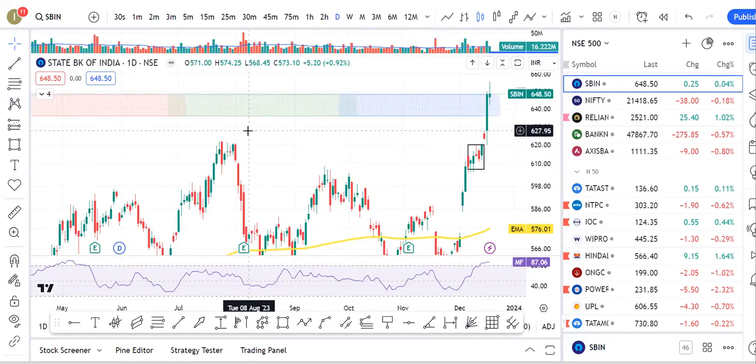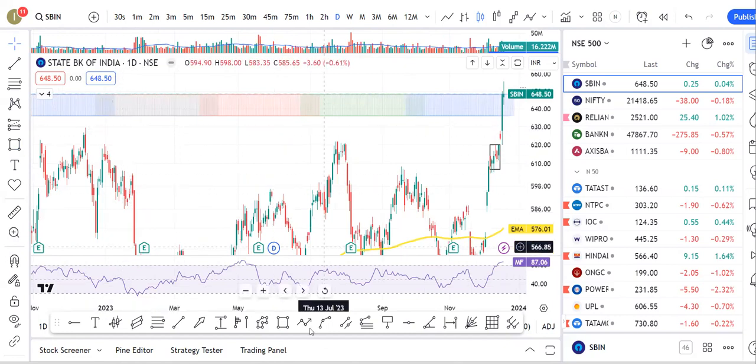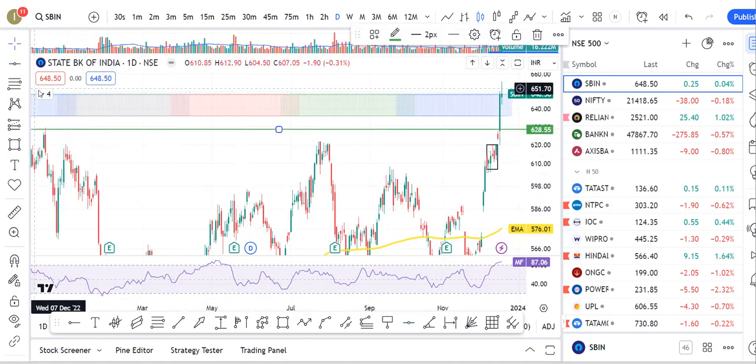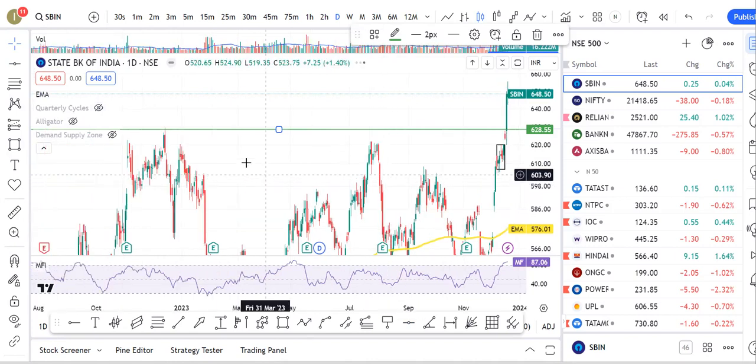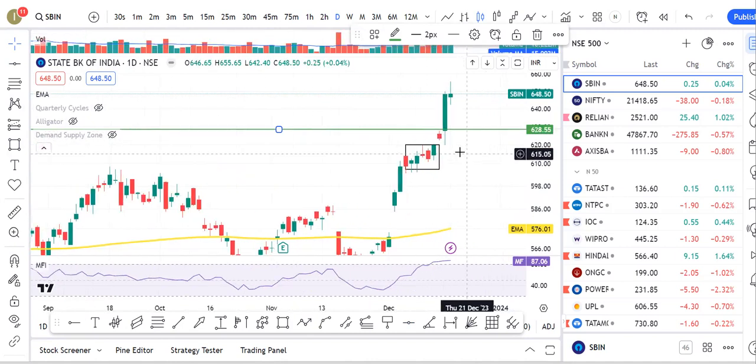Because of the previous resistance at that level. You can see if I draw a horizontal line, exactly after the breakaway of the range and also the breakaway of the gap, it started reacting. And the next candle, next day, it swept the liquidity, stop loss hunting, and the momentum continued.